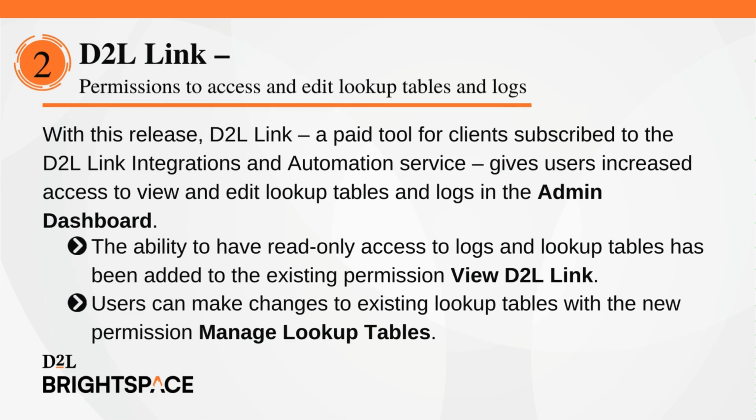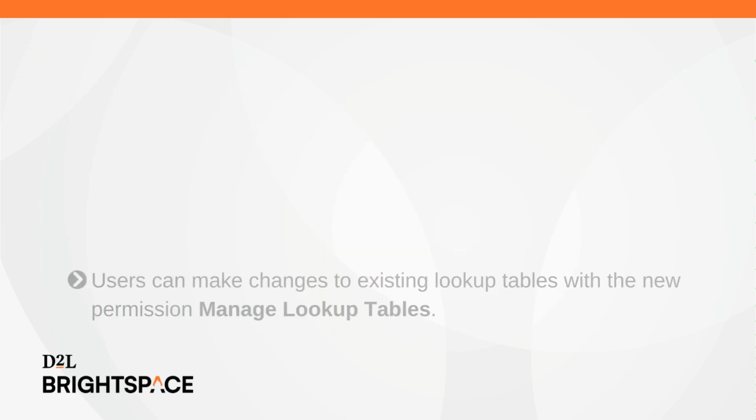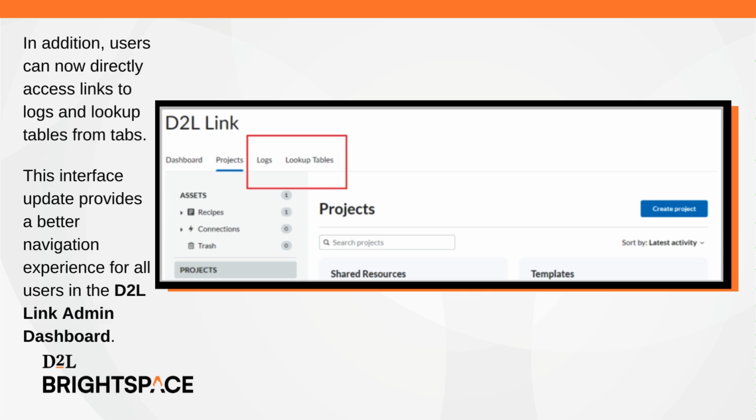With this release, D2L Link, a paid tool for clients subscribed to the D2L Link Integrations and Automation service introduced in the January 2024 release, gives users increased access to view and edit lookup tables and logs in the admin dashboard. The ability to have read-only access to logs and lookup tables has been added to the existing permission View D2L Link. Users can make changes, such as adding, editing, or removing entries to existing lookup tables with the new permission Manage Lookup Tables. In addition, users can now directly access links to logs and lookup tables from tabs. This interface update provides a better navigation experience for all users in the D2L Link admin dashboard.